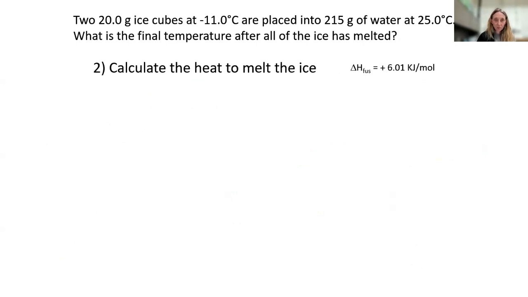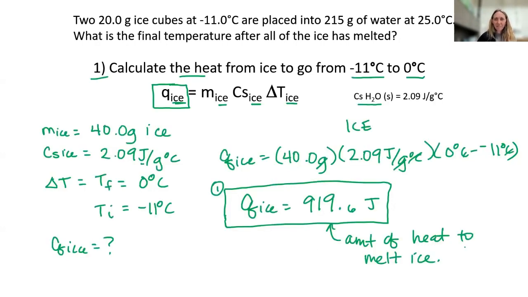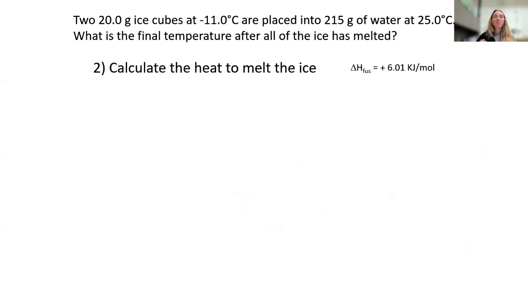Now our step number 2. Ooh, I lied, you guys. This is the amount of heat to take the ice from negative 11 degrees to 0 degrees. I was getting ahead of myself. First we have to get that ice up to temperature, just like in the phase diagram. Now we're going to calculate the heat to actually melt the ice. To do this, we started with 40.0 grams of ice.